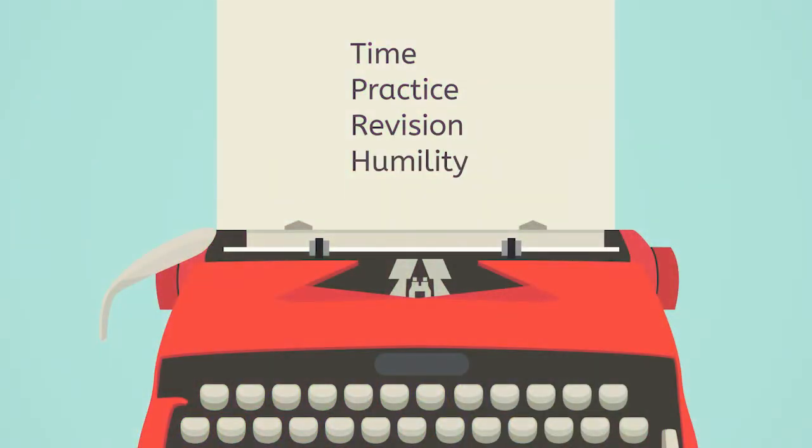And the final factor for good writing is humility. I know you're wondering, what does humility possibly have to do with writing? Well, all that time, practice, and revision takes humility. It takes admitting that we can't be perfect right away, and it takes the ability to accept other people's criticism. If you are willing, you can learn, grow, and change from constructive critiques to improve your writing approach.